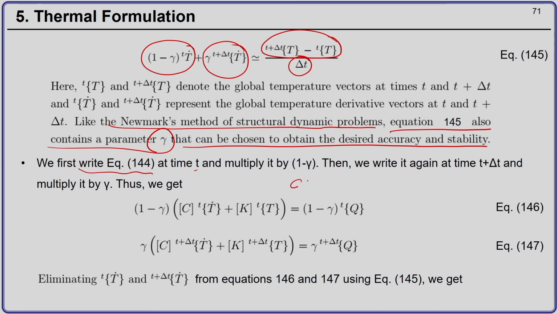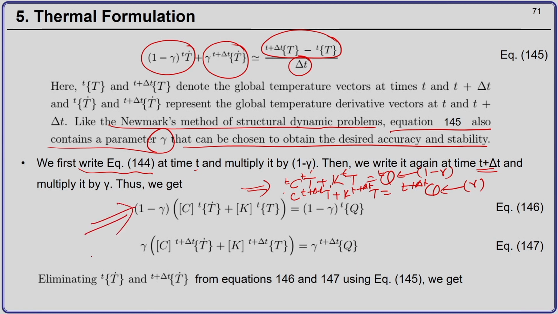Now we write equation 144, C T dot plus K T equal to Q, first at time t. Then I can also write it at time t plus delta t: C T dot at t plus delta t, plus K T at t plus delta t, equal to Q at t plus delta t. Now I have two equations. I multiply the first equation by 1 minus gamma, I multiply the second by gamma, and I simply add these two.